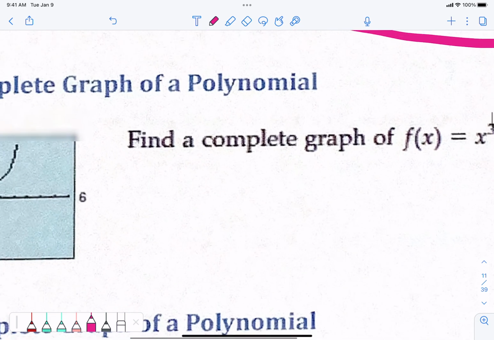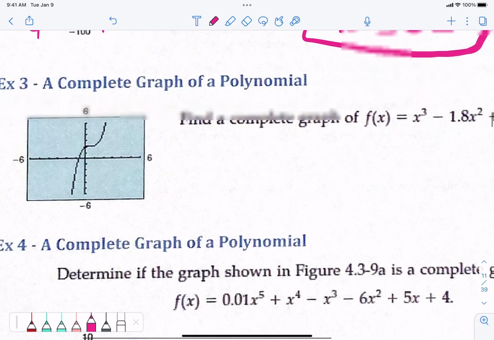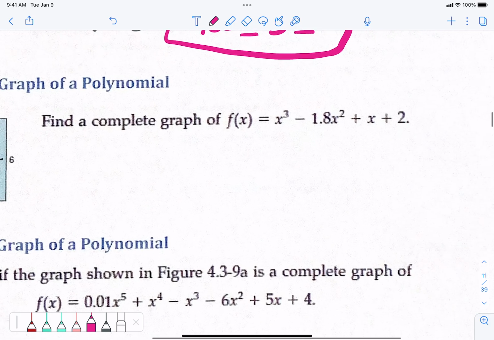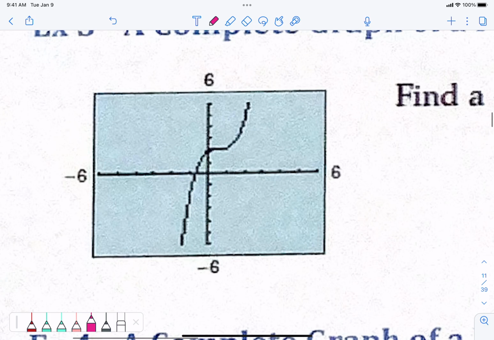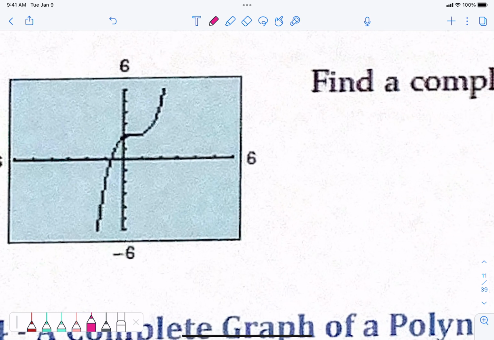All right, so let's talk about this one. You don't necessarily have to graph this one because they have the graph, right? Find a complete graph of this guy. This is an x to the third power. I can see the full x to the third power. They're going negative 6 to 6 and negative 6 to 6. Could we pinch him in smaller? Yeah. Probably. Like there's a lot of wasted space over here.